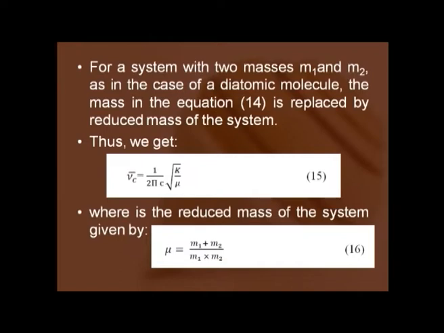For a system with two masses m1 and m2, as in the case of a diatomic molecule, the mass in the above equation 14 is replaced by the reduced mass of the system. That is, we get ν̄_c equal to (1/2πc) √(k/μ) in equation 15, where μ is the reduced mass of the system given by m1 × m2 divided by m1 plus m2, as shown in equation 16.